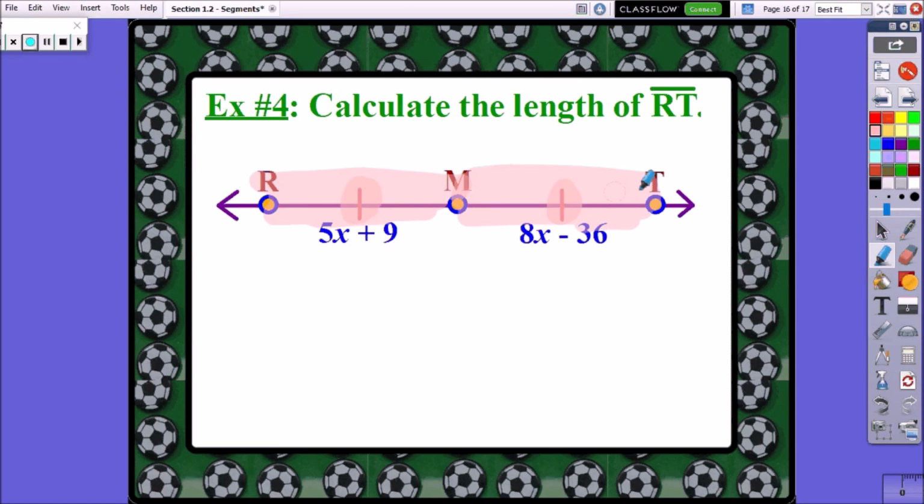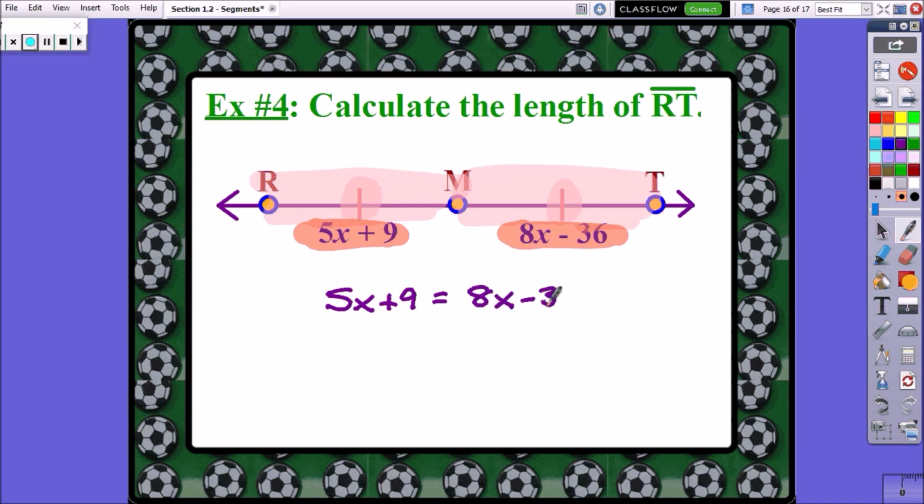MT. And so if these two segments are equal to each other, then what should we do with the values that represent their lengths? What we should do is, if two things are equal, we should set them equal, right? And so we can take the 5x plus 9 piece, and we can take the 8x minus 36 piece, and geometrically we know they have to be equal. How do we know that they're equal? Because these markings are telling us that they have to be equal.